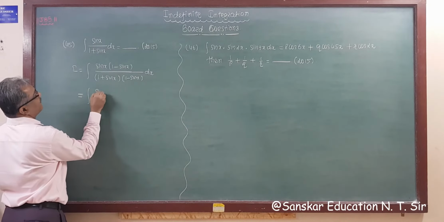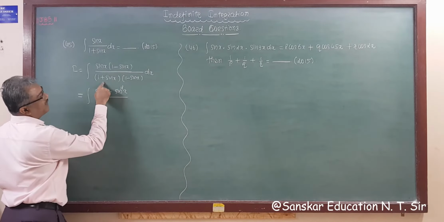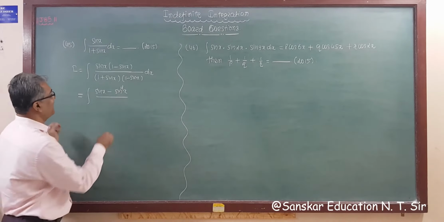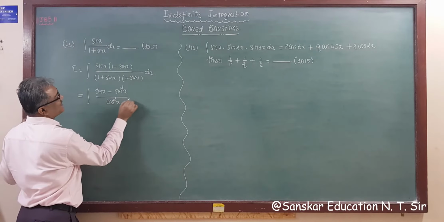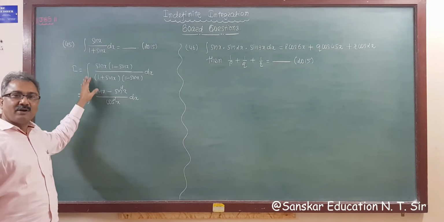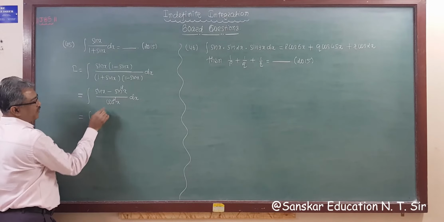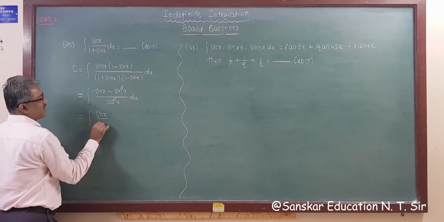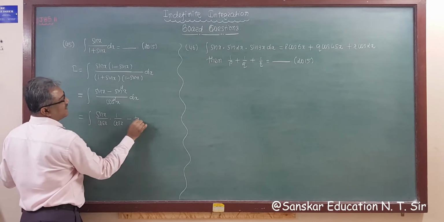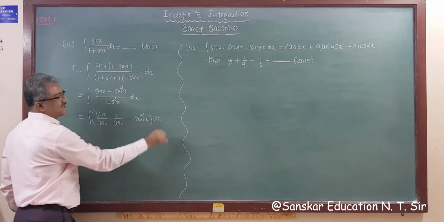Multiplying this, we get integration of (sin x minus sin square x) whole upon 1 minus sin square x, and 1 minus sin square x is cos square x, right? Therefore this is cos square x dx. This is a very preliminary example, and we practice lots of examples like this. So separating this, we get integration of sin x upon cos square x minus sin square x upon cos square x dx.